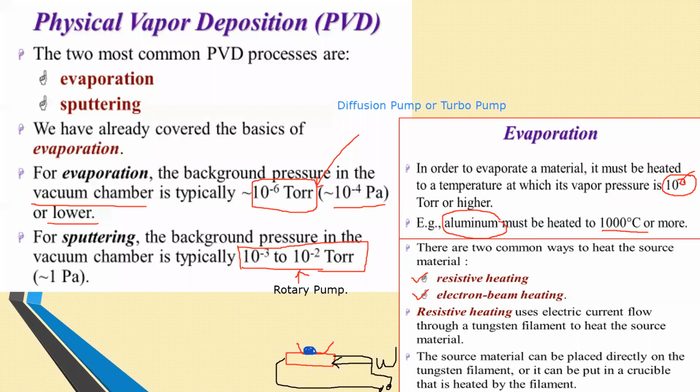So the source material can be placed directly on the tungsten filament, or it can be put in a crucible that is heated by the filament. I have drawn a rough picture here for your better understanding. So that is nothing but the resistive heating method. I hope that this slide is clear. Now we will move towards the electron beam evaporation system.